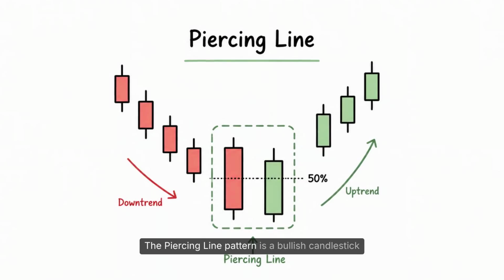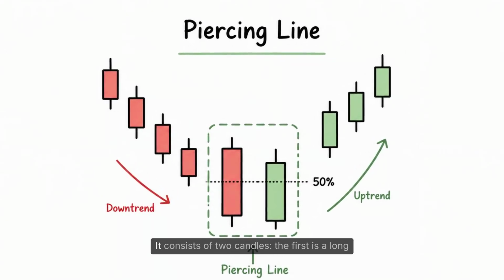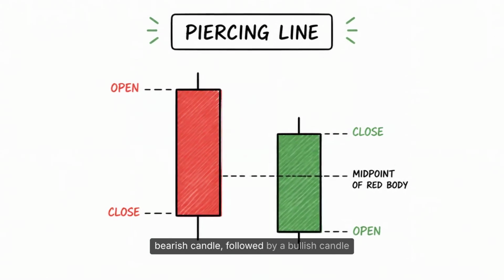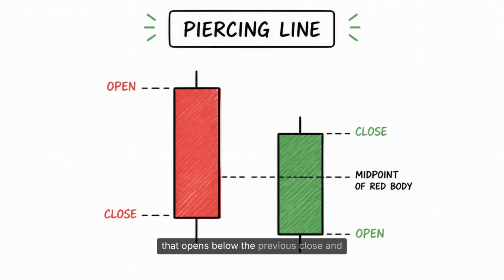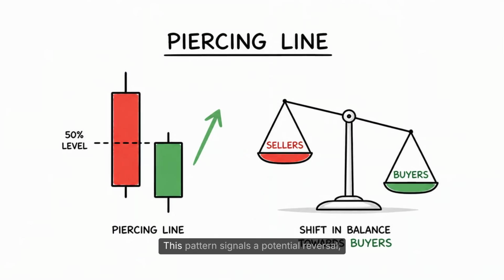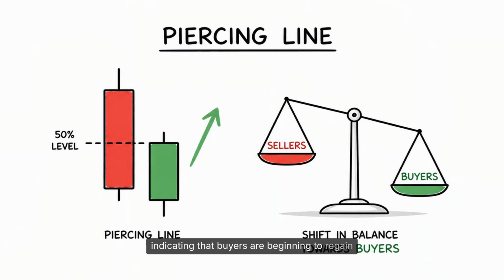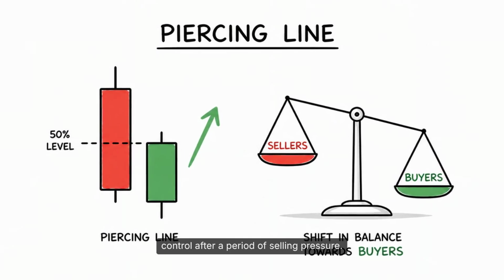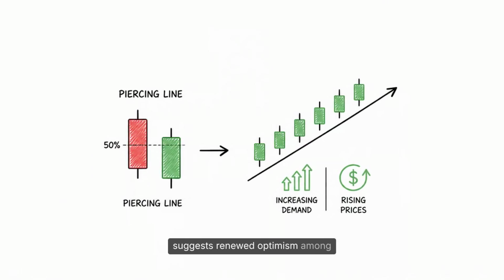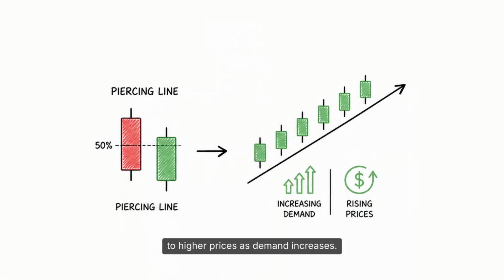The piercing line pattern is a bullish candlestick formation observed in technical analysis. It consists of two candles. The first is a long bearish candle, followed by a bullish candle that opens below the previous close and closes above the midpoint of the first candle. This pattern signals a potential reversal, indicating that buyers are beginning to regain control after a period of selling pressure. The appearance of the piercing line suggests renewed optimism among market participants, often leading to higher prices as demand increases.